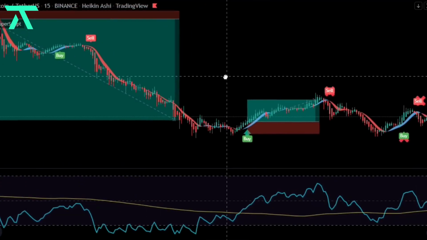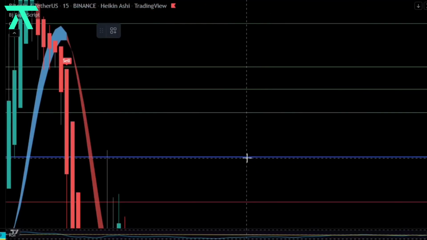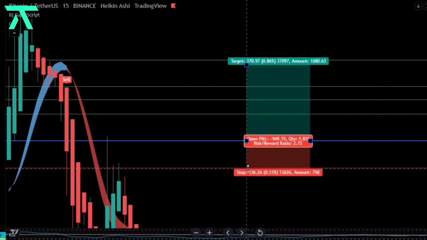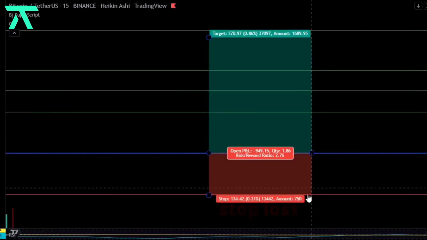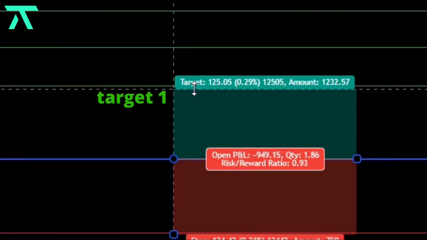But before that, I want to teach you how to open a position and determine the risk to rewards and profit targets. Okay, dear traders. Suppose I open a buying position here. Suppose this area is the stop loss of this position. Now how to adjust the risk to reward profit targets.